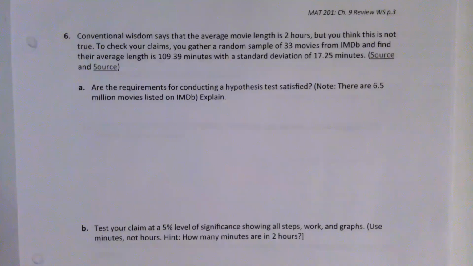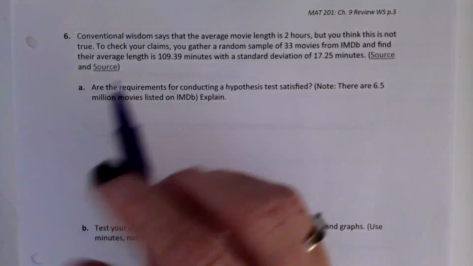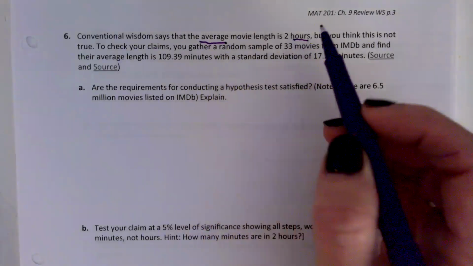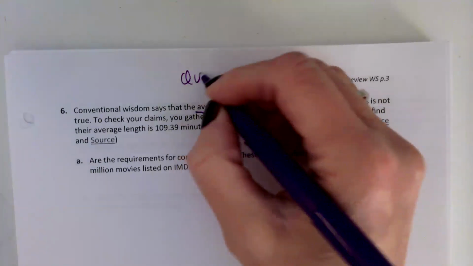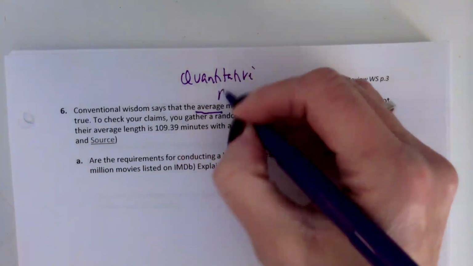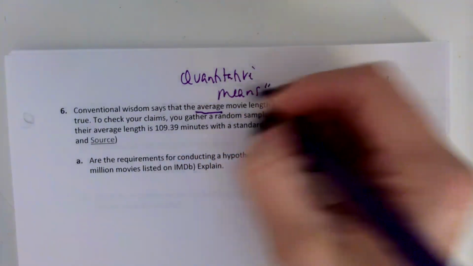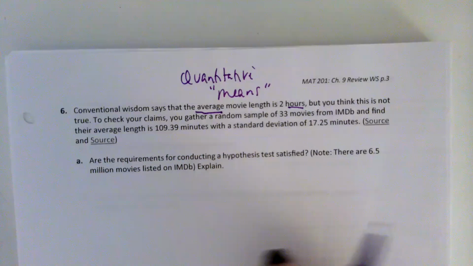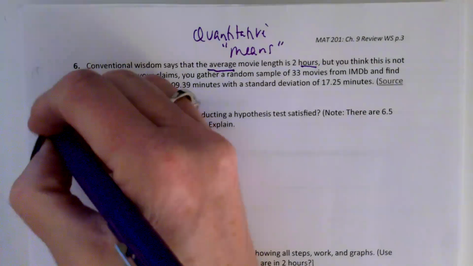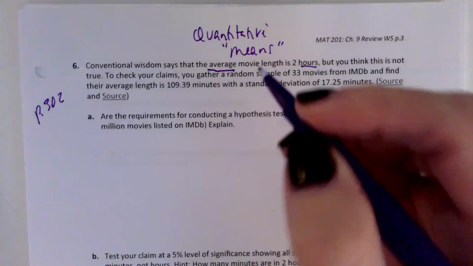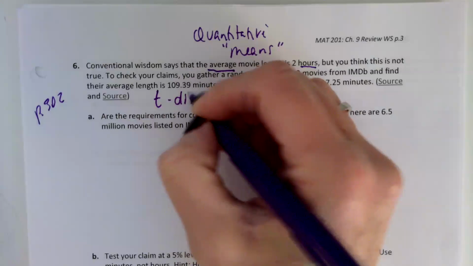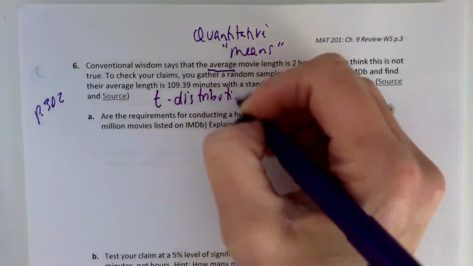So we first have to decide, is this qualitative or quantitative? And they use the word average, and we have units. So that is telling us that we're dealing with quantitative, something we're measuring. And average is telling us that we're talking about mean. Okay. So your page in your formula packet would be page 302. And so that would remind us that we're going to be using the t-distribution. Just some things that this should kind of be making us think about.